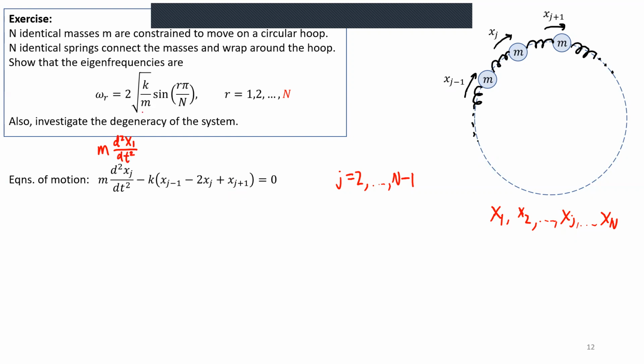Just to remind ourselves, for here, what happened? If this is x1, that means this would be x2, and the one on the left would actually be xn, right? So therefore, what we have is the following. It's minus k xn minus 2x1 plus x2. So this is for j equals 1. So what about for j equals n? What is the m d square xn dt square?